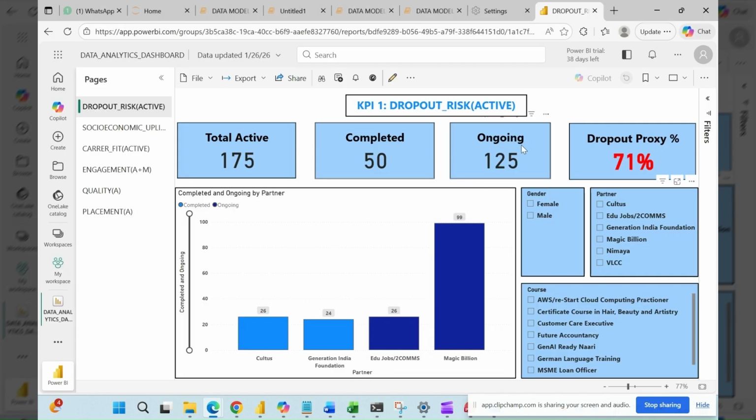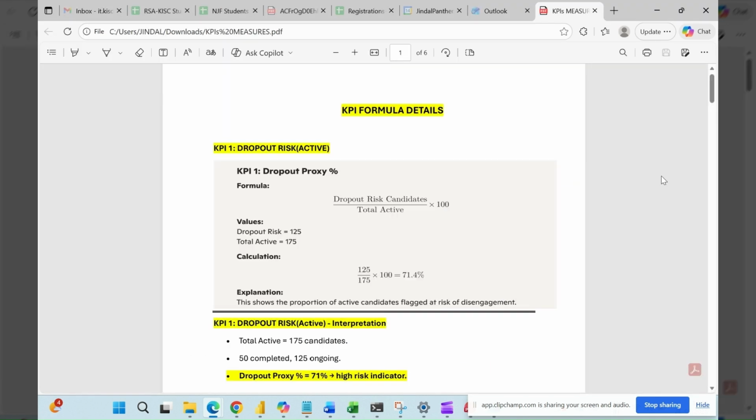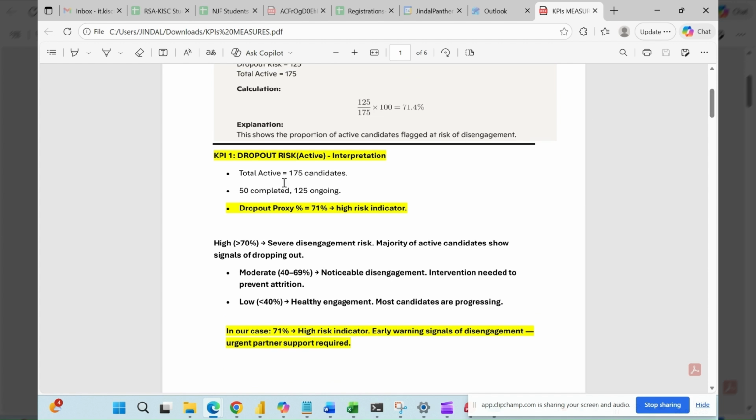Okay, let me move to the second report. And even the color coding is there, I told you. Let me show you also that I have made this paper, KPI measures, very transparent to the management. You can see here, dropout risk interpretation is also there. I told you that 71%, I showed you how we got this. So this means high risk indicator.